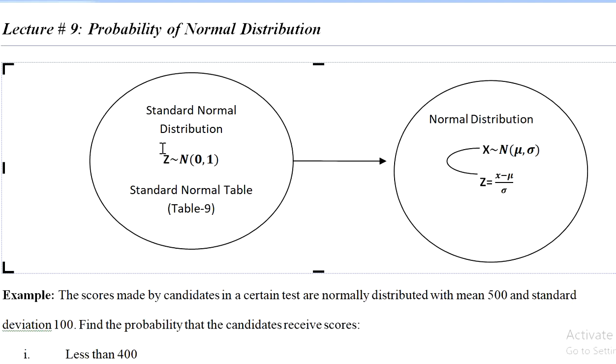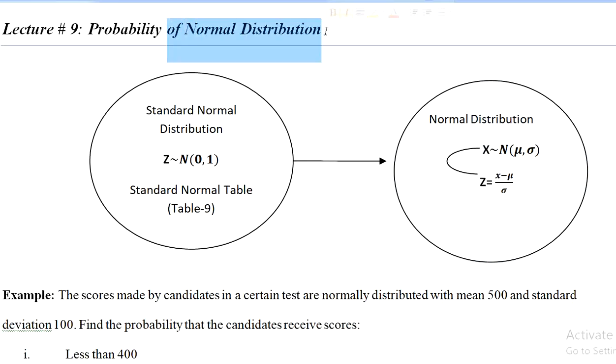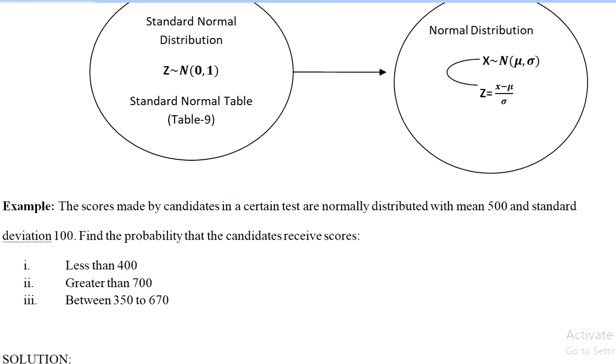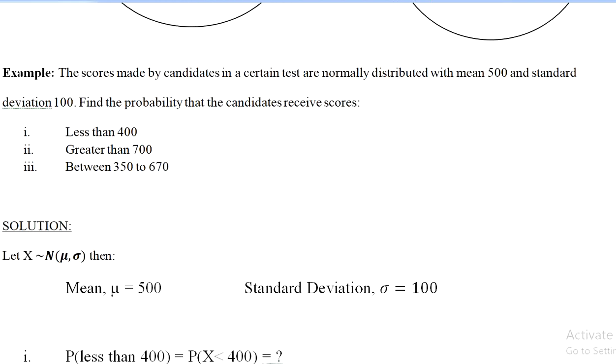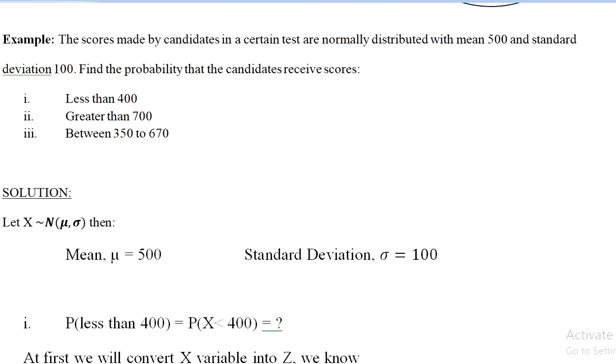Now onwards, we will talk about normal distribution or a random variable x. We ourselves will transform this random variable x into z and then we will solve the question of normal distribution. So from now onwards, we will talk about the probability of normal distribution. Let's have a look at the example.